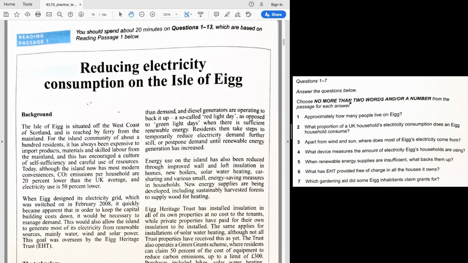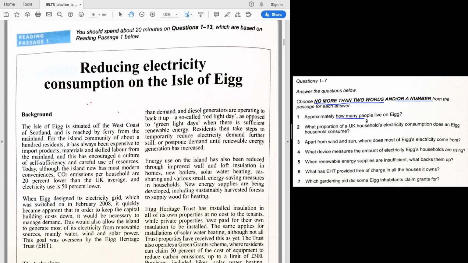So let's check this out here. We're going to look at the instructions. No more than 2 words and or a number. We're going to remember that, okay? Do not be tricked by the word two, because it could be 2 words and a number, which is absolutely fine. So let's underline the key pieces.